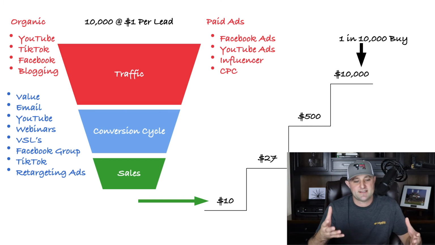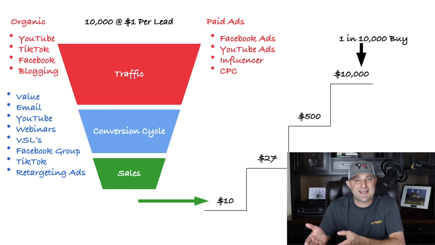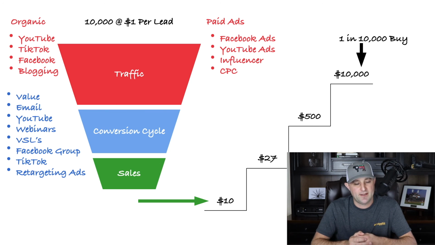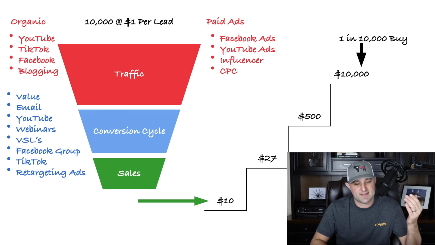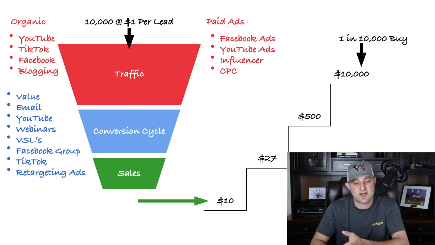But if 1 in 10,000 people buy our $10,000 product, then if we go over here, let's say we generate 10,000 leads at $1 per lead. So we spend $10,000 to get 10,000 leads, but we made $10,000 on those 10,000 leads because 1 in 10,000 people buy. So we just broke even on our ad spend. What that means is we can generate 10,000 leads at $1 per lead because we know 1 in 10,000 people is going to buy our high ticket back end offer, right?